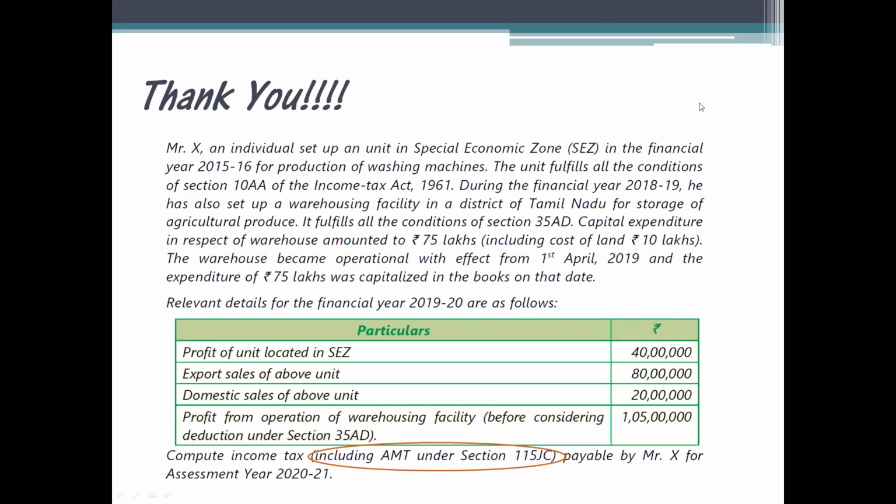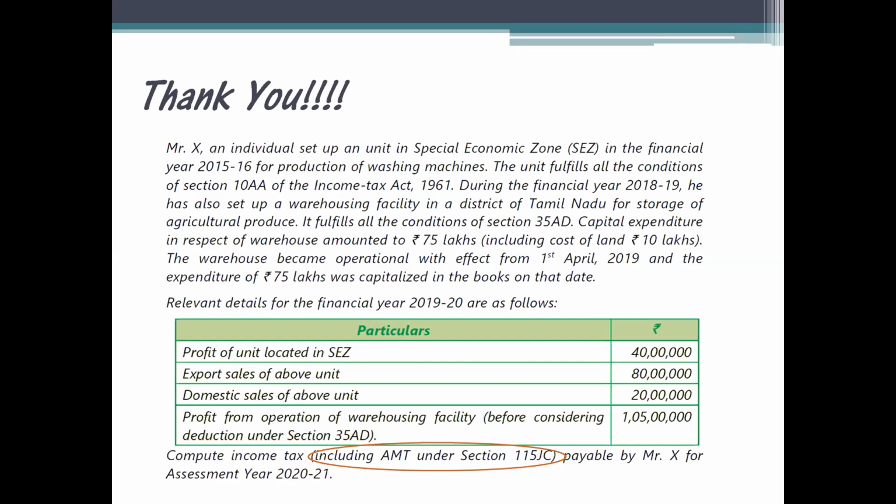So now the example. Mr. X, an individual, set up a unit in SEZ in the financial year 15-16 for the production of washing machines. The unit fulfills all the conditions of section 10AA of the Income Tax Act. During the financial year 18-19, he has also set up a warehousing facility in a district of Tamil Nadu for storage of agricultural produce. So now we have two types of deduction, both 10AA and 35AD.